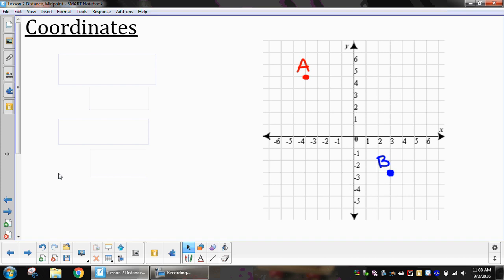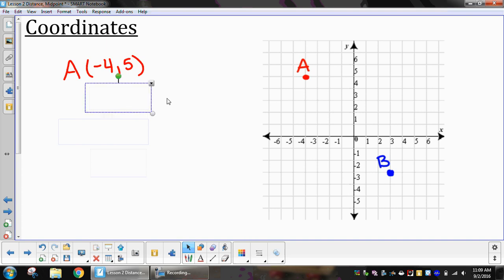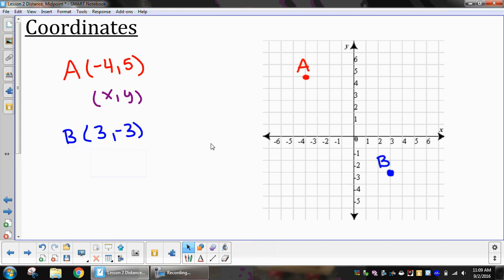So just a real quick reminder of what coordinates are. When we put a point in the coordinate plane, like point A or point B, each of those points has coordinates. They have x coordinates and y coordinates. So you would say that A is at (-4, 5). And as a refresher, the -4 represents an x coordinate and the 5 represents a y coordinate. B is at (3, -3). 3 is the x coordinate and -3 is the y coordinate.